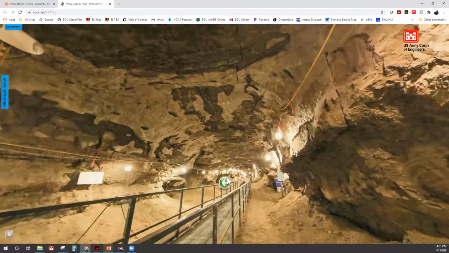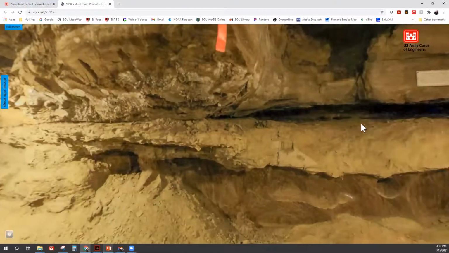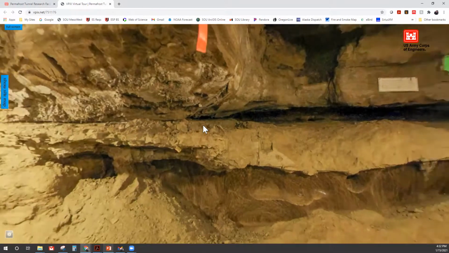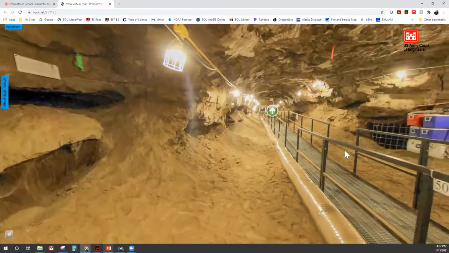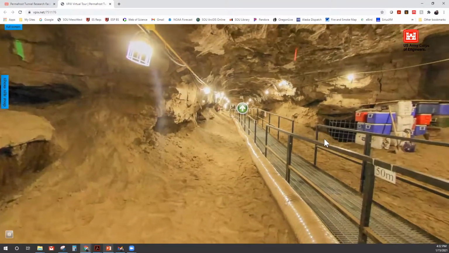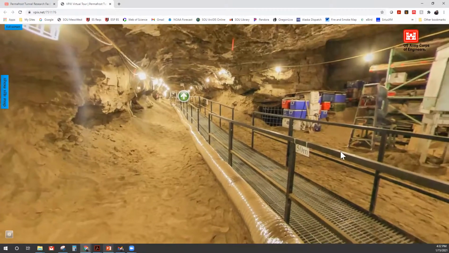So pretty neat stuff. I'll see if I can go in here. You can see the permafrost and the different lenses. That's how permafrost works and operates. But pretty neat. Oh yeah, that's 50 meters. So like I said, it's not very.